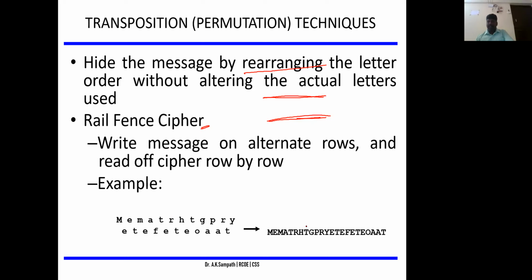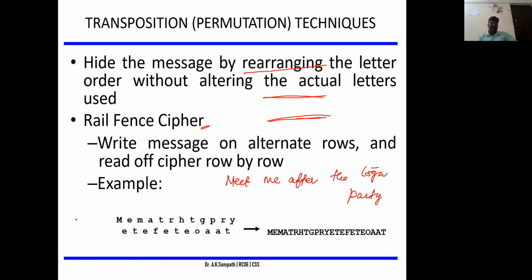So what is that information, right? The information which I want to transfer here is "meet me after the toga party." This is the information which I want to convert into ciphertext using the rail fence encryption technique, right?